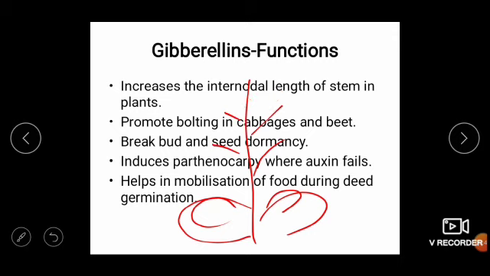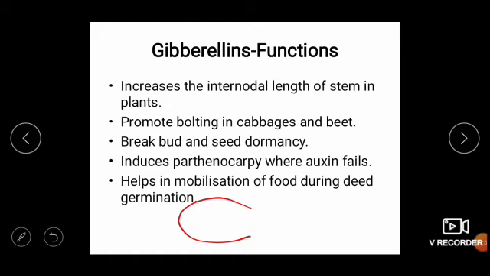Then the third case is that it breaks bud and seed dormancy. Sometimes during autumn, during extreme winters, the little buds stop growing due to unfavorable conditions, and the seeds also do not germinate, due to the presence of certain other hormones inside, especially abscisic acid. So when you soak the seeds in water for germination, the gibberellins break the seed dormancy. It makes the seeds active and allows them to germinate.